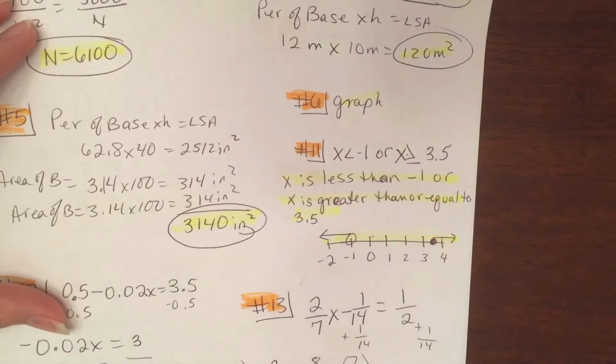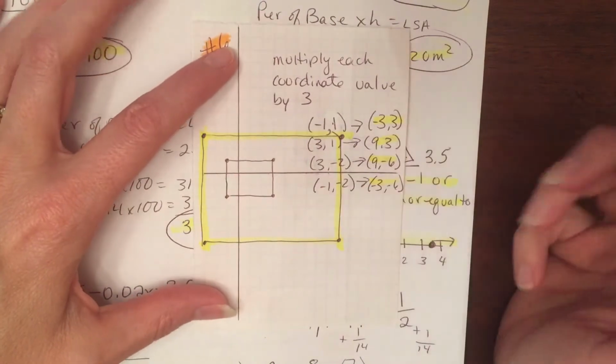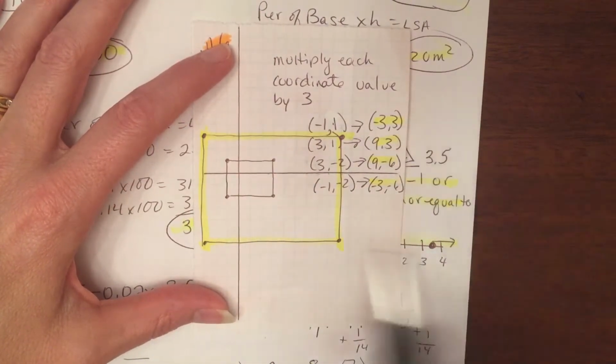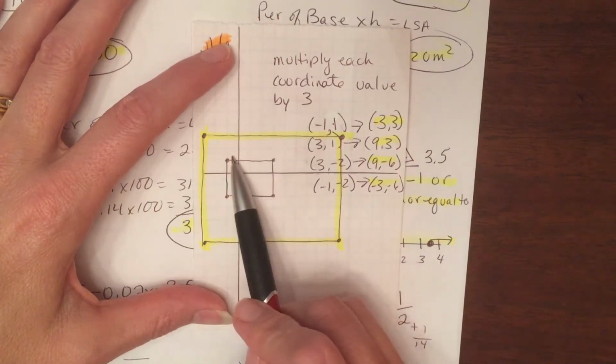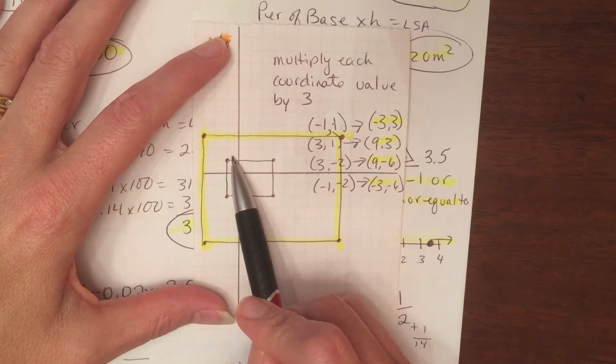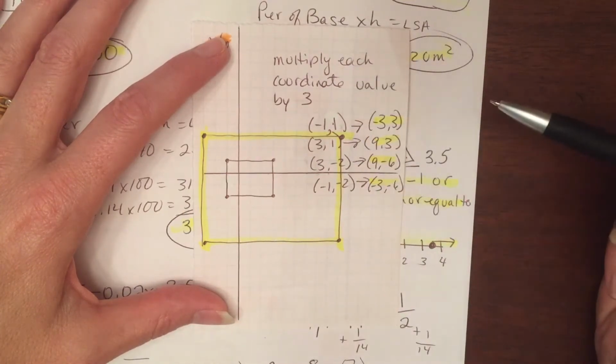Number 6 was a graphing problem. Okay, so they said that we have rectangle QRST, and they gave us the coordinates. They wanted us to dilate it by a factor of 3. Okay, so I took each coordinate pair and multiplied each value by 3.